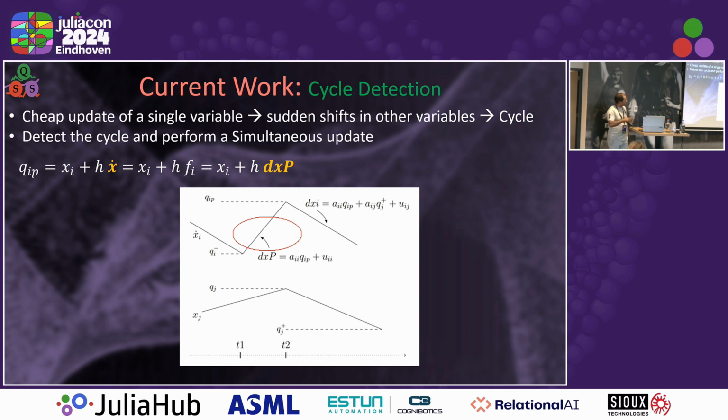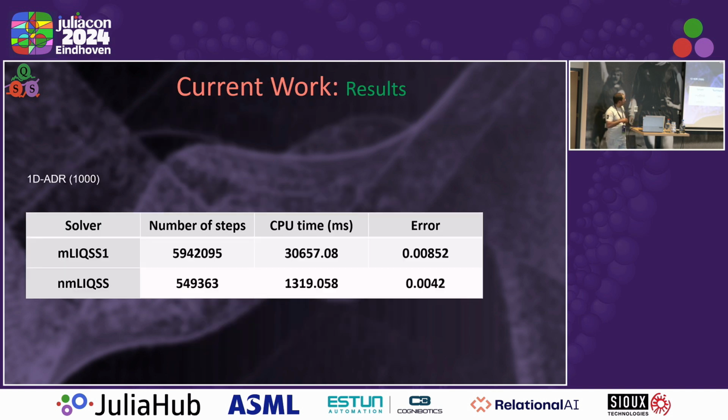So I came up with a fictional prediction, and I used this derivative instead of the current derivative. With these 3 modifications, I tested the advection diffusion reaction with 1,000 variables, and the modifications helped to improve the solver by a factor of almost like 20, and also improved the error.